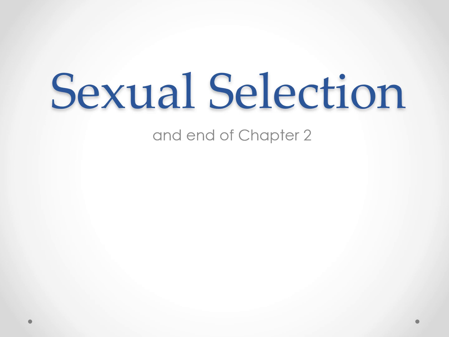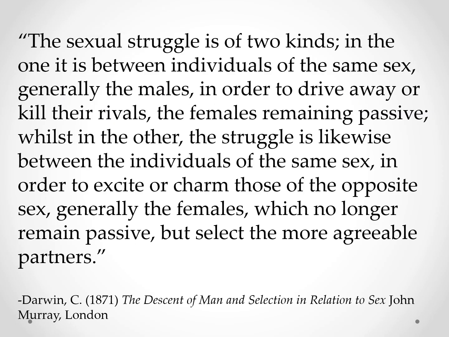So looking at another concept that Darwin came up with, the notion of sexual selection, right, which is almost as important as natural selection, right? And coming from Darwin's work itself, the sexual struggle is of two kinds. In the one, it is between individuals of the same sex, generally the males, in order to drive away or kill their rivals, the females remaining passive. Whilst in the other, the struggle is likewise between individuals of the same sex in order to excite or charm those of the opposite sex, generally the females, which no longer remain passive but select the more agreeable partners.